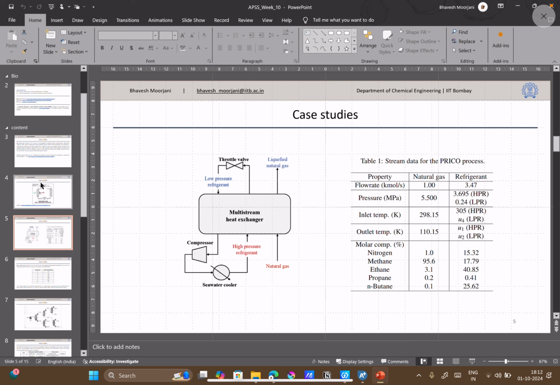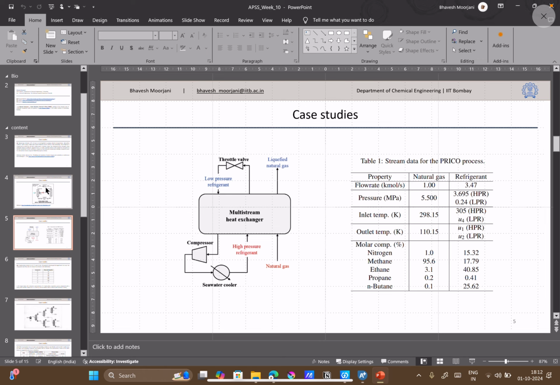Then again it's expanded via a throttle valve, and we get a low pressure refrigerant. Further, this low pressure, low temperature refrigerant, which is at a much lower temperature, will exchange heat with the natural gas and liquefy it. Then the high temperature vapor will go down to the compressor, where it is further compressed, and this cycle will continue.